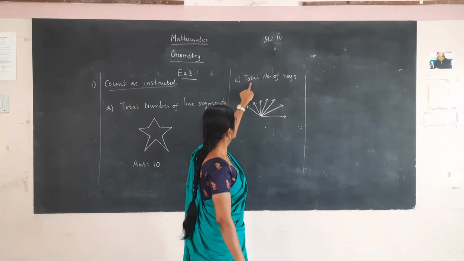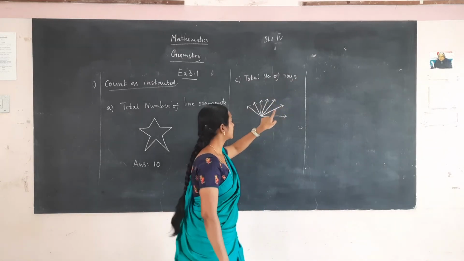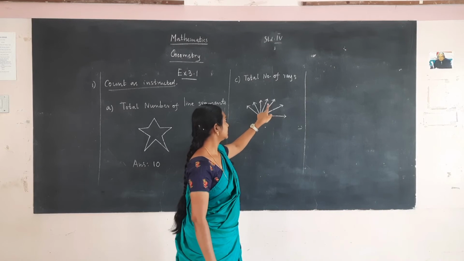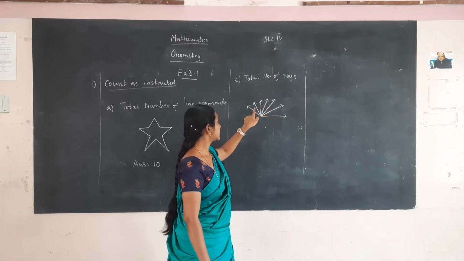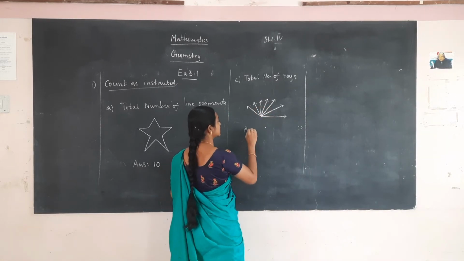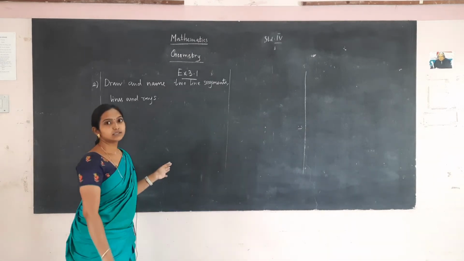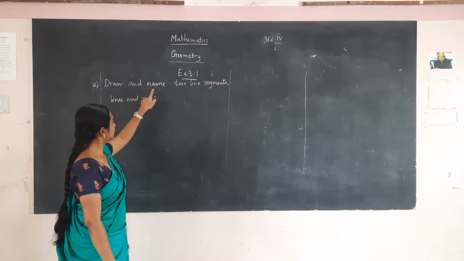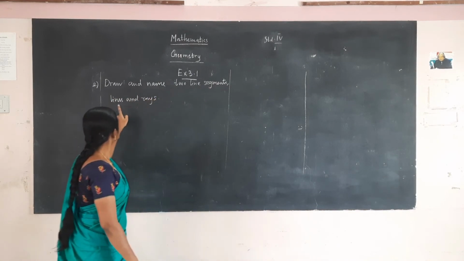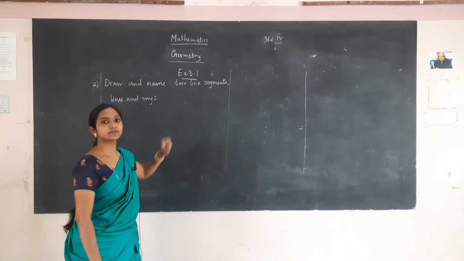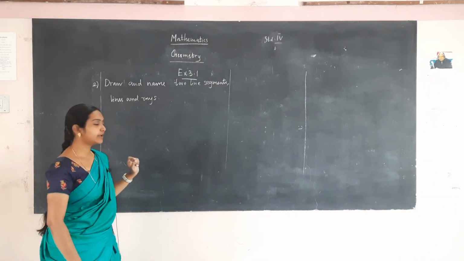Next one is the total number of rays. Count how many rays are here. We have 1, 2, 3, 4, 5, 6 and 7. So the total number of rays is 7. The second question is draw and name two line segments, lines and rays. Line segments means it should have a starting point and an ending point.